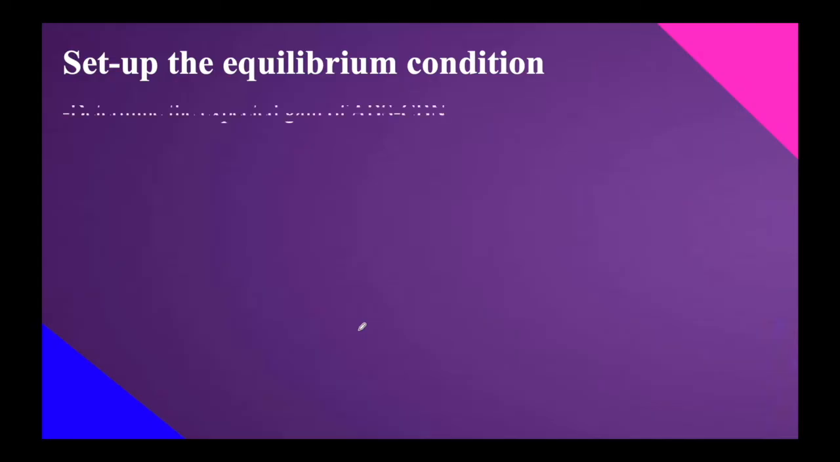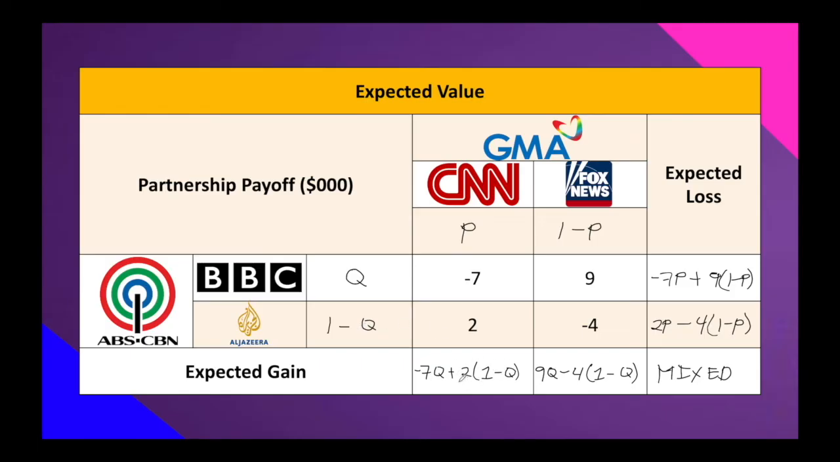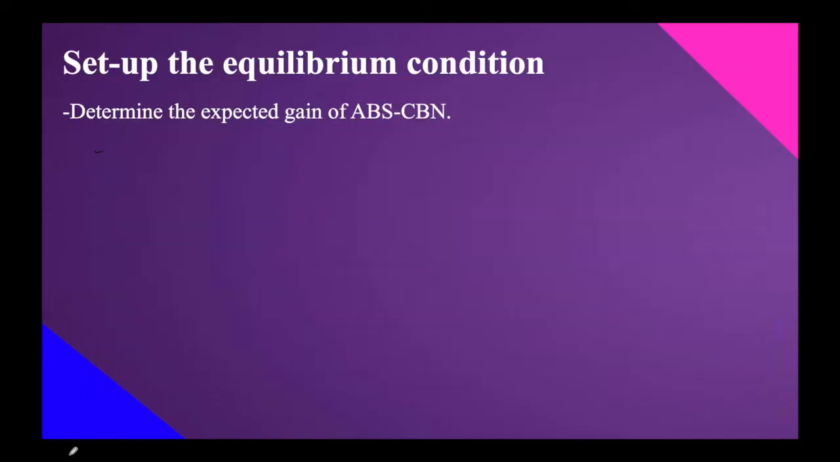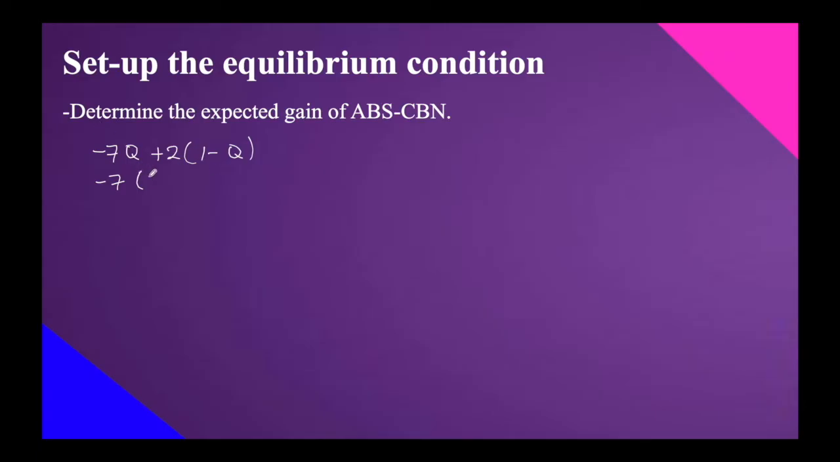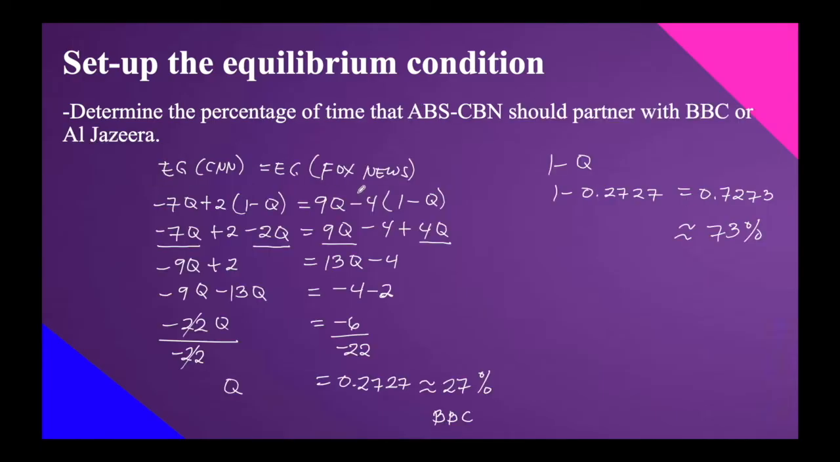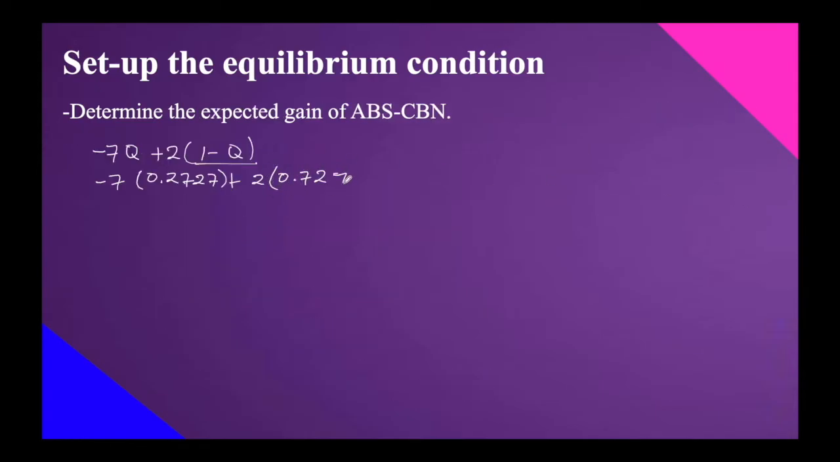So, next na dapat natin gawin is to determine the expected gain of ABS-CBN using this equation. The expected gain of ABS-CBN is negative 7Q plus 2 multiplied to 1 minus Q. So, let's write it here. I'll change the color to white. We have negative 7Q plus 2 multiplied to 1 minus Q. The value of our Q is 0.2727, so negative 7 times 0.2727 plus 2. And yung 1 minus Q, na-solve na yan before. Ito po siya, 0.7273.